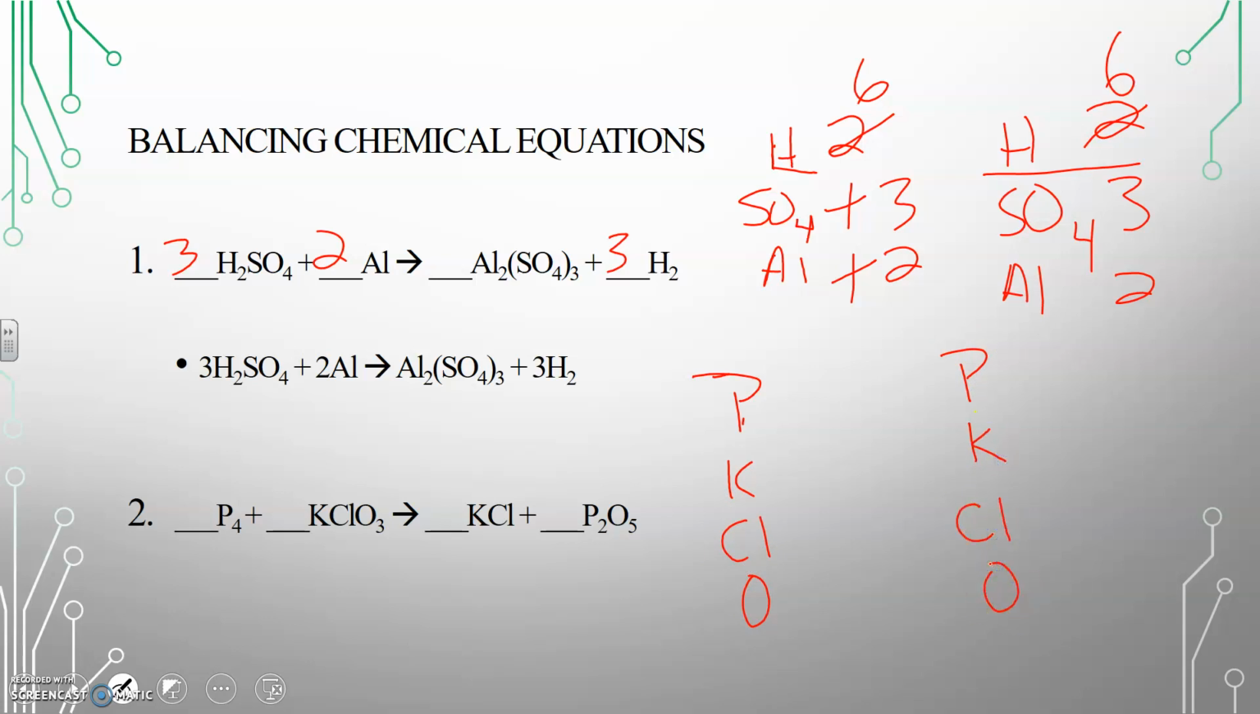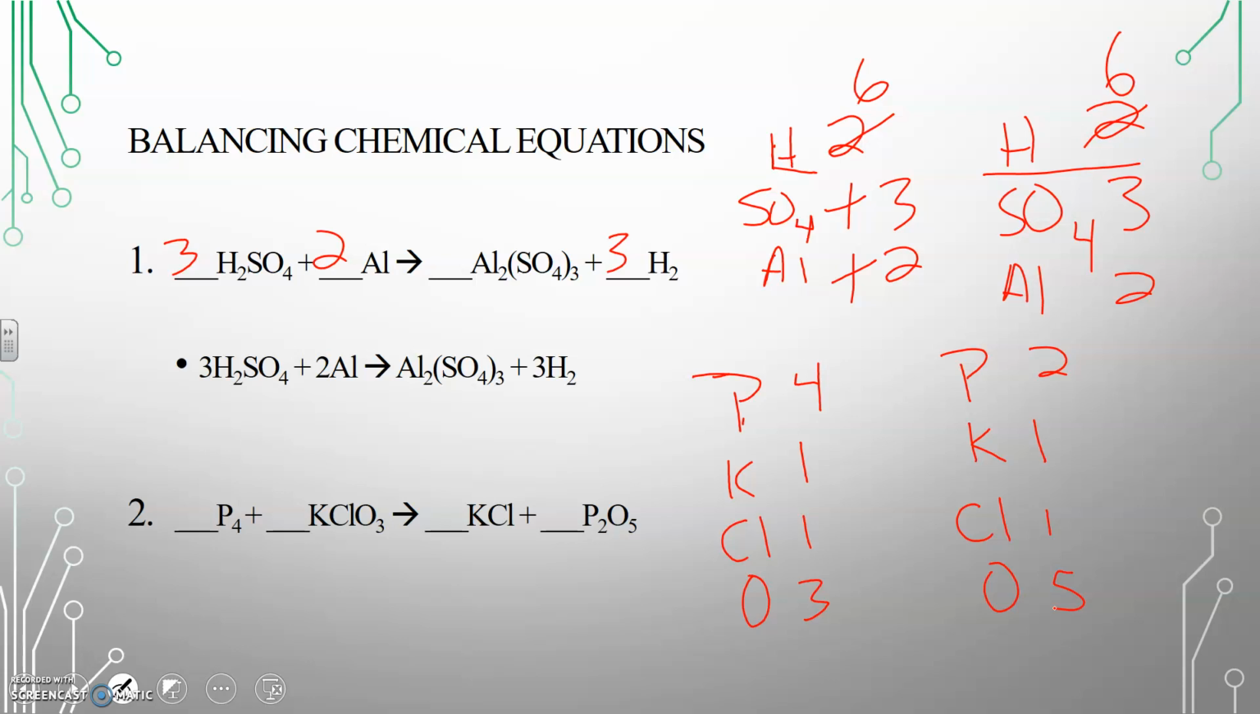All right, so on the reactant side we have 4 phosphoruses. Product side we have 2. Potassiums we have 1 and 1. Chlorines we have 1 and 1. And oxygens we have 3 and 5. All right, so easy one to start off with. Let's just go with the phosphorus.